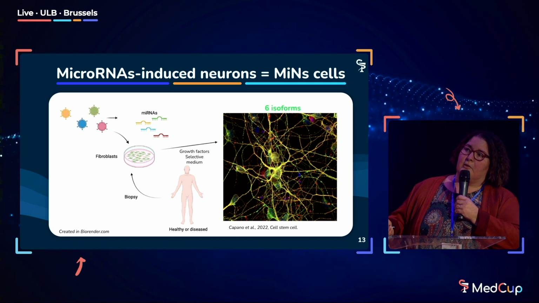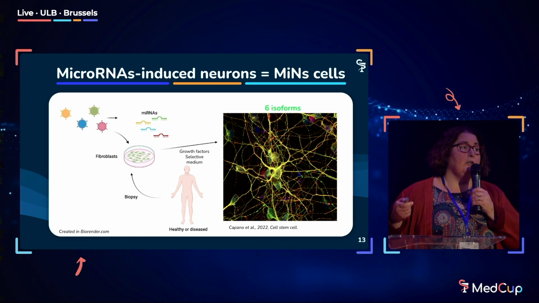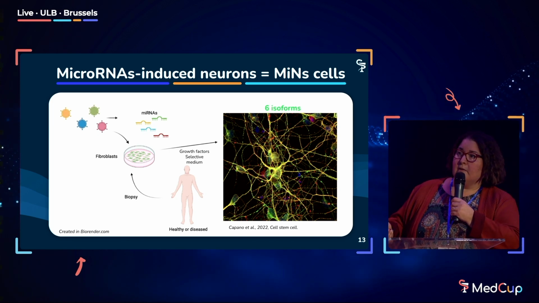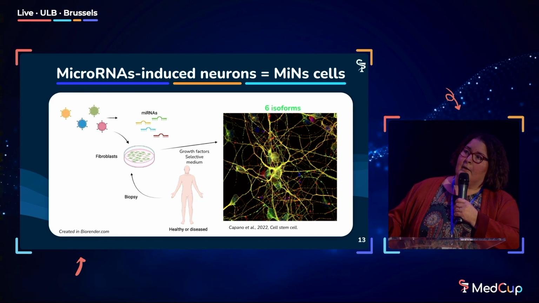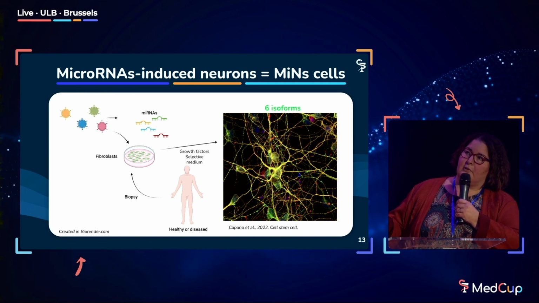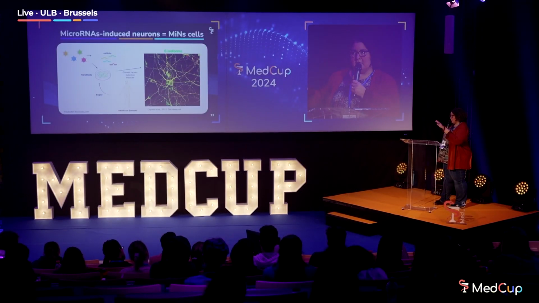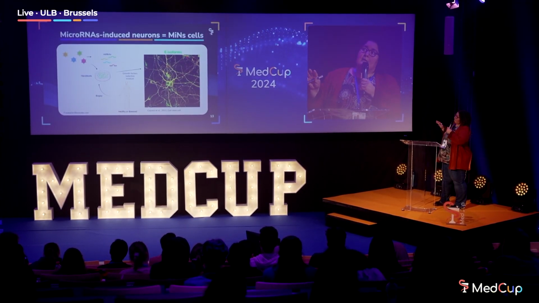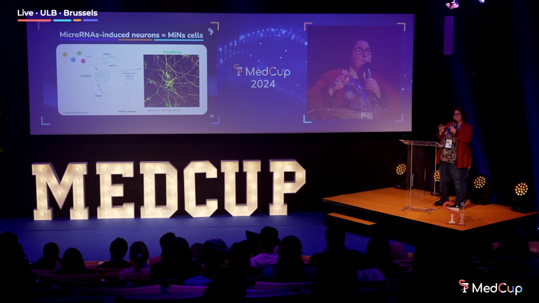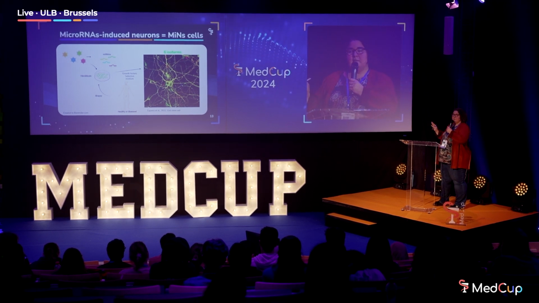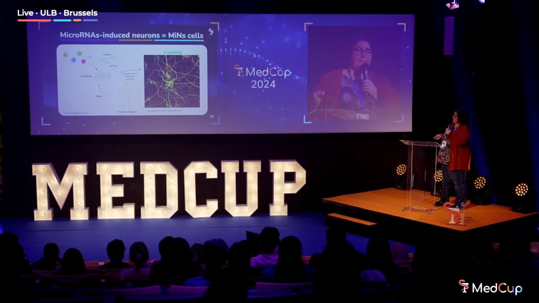Next slide. Thus we have used another model. It's a model in human. We take healthy or AD fibroblasts. These fibroblasts are put in culture, and with viruses we express miRNAs. These miRNAs are short RNA sequences that can regulate plenty of genes in the cells, and they regulate the genes to push the cells into the neuronal lineage.